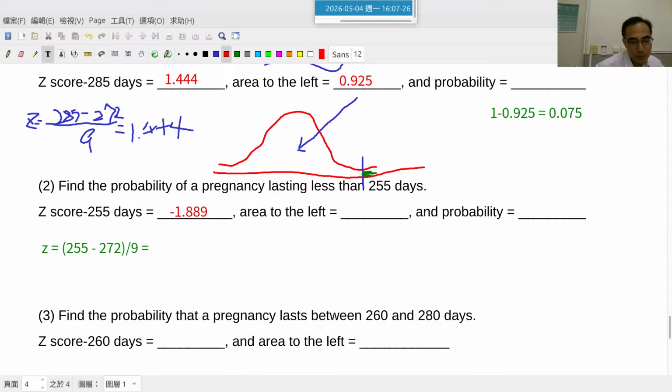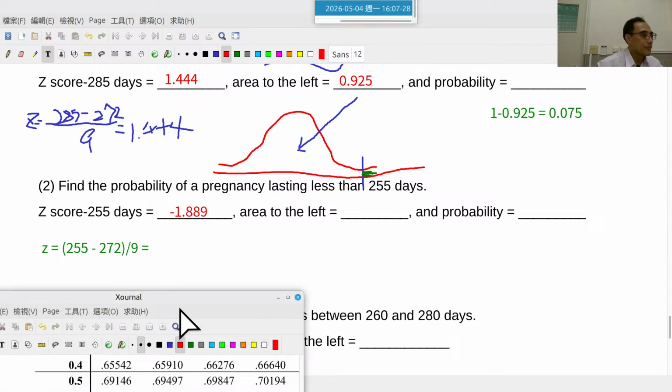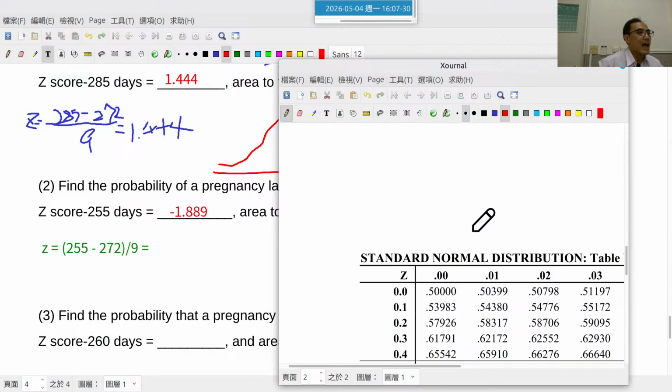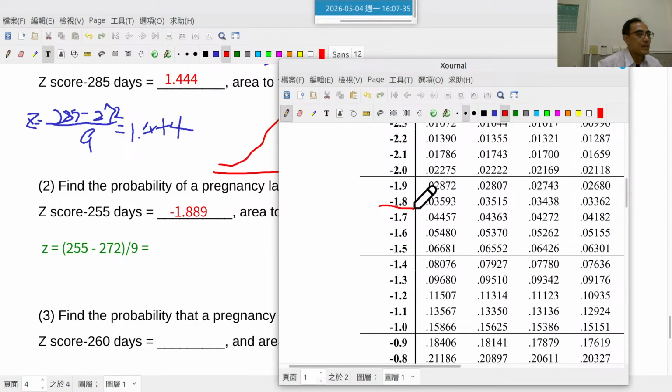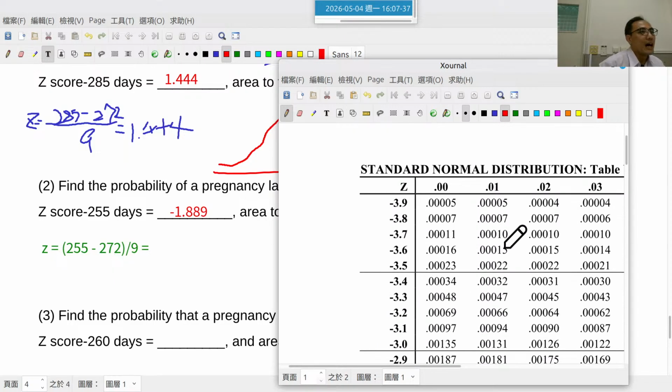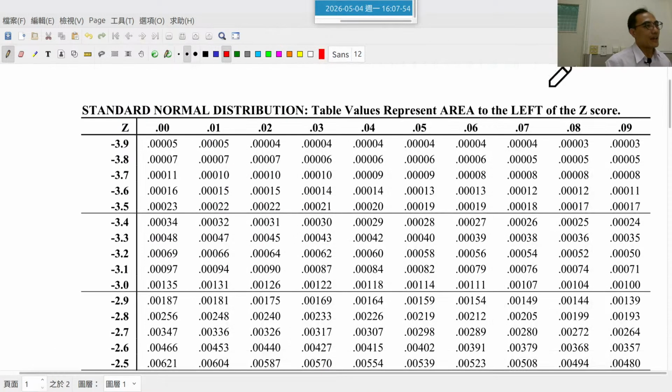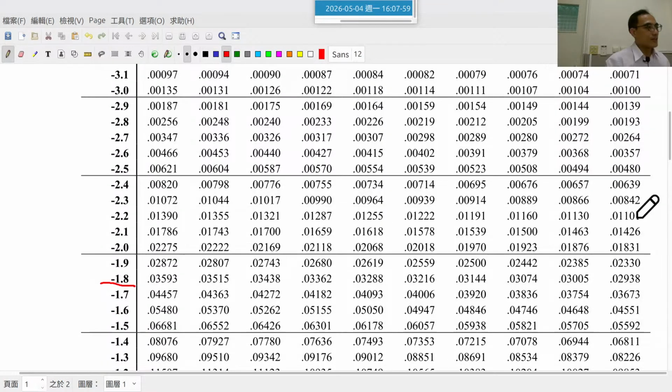Then the next question: the area to the left of this location, how do we get it? Let's check the table. Minus 1.889 should be here, but on this table there is only the second decimal. Thus, we need to round the third decimal to the second decimal. It would be minus 1.89, and it should be here.